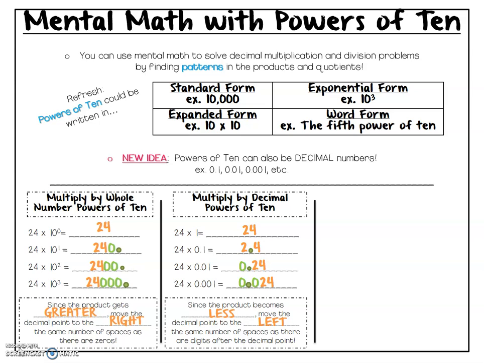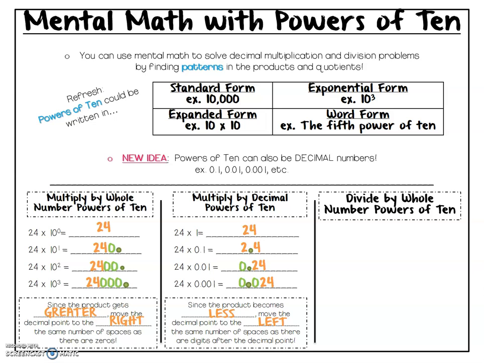So we talked about how we could use whole number powers of 10 or decimal powers of 10, like 1/10, 1/100th, 1/1000th, and so on. So you can see that I've put up again multiplying by whole number powers of 10, which we know shifts the decimal point to the right because our product gets greater. I've put up multiplying by decimal powers of 10, which shift the decimal points to the left because our answer becomes a lesser number. And now we're going to talk about dividing by whole number powers of 10.